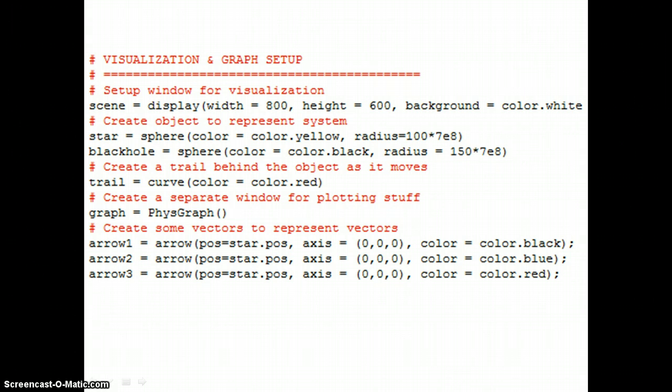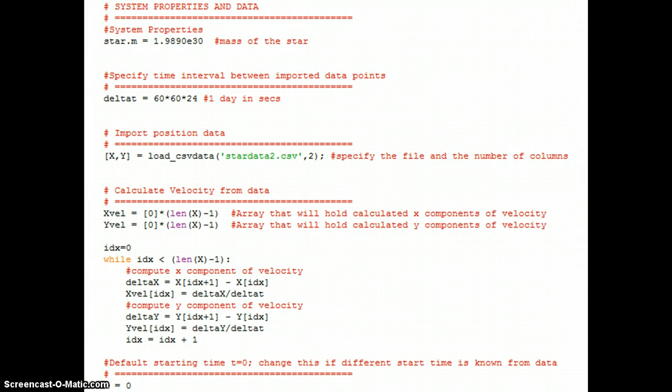In VPython, to model the star and the black hole, we created shapes for figures and arrows to represent the forces. These are the initial conditions and steps for finding the black hole mass. The mass of the star is 1.989 times 10 to the 30th kilograms. The given time step is 1 day, measured in seconds at 86,400 seconds. A while loop was written to run through the time steps and compute the x and y components of the velocity of the star.